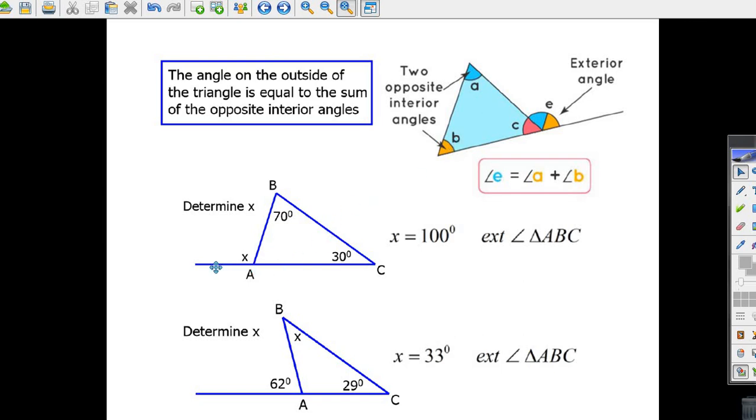And if you extend a line and you're trying to find this X, all you have to do is add the opposite interior angles together. 70 plus 30 is 100. So X is 100, the exterior angle of triangle ABC. And here, if you know those two on the inside add up to this one, you just go 62 minus 29. You get X is 33 degrees. Also, the exterior angle of triangle ABC.